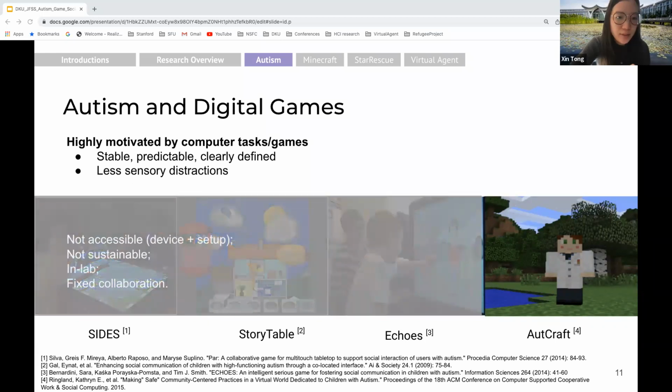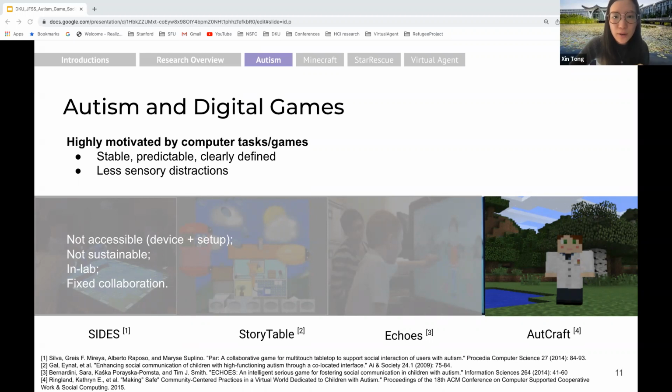Most of these games, as you can see, are tabletop, or they use specific motion capture equipment, and maybe they are just for in-lab testing. So they are not accessible to use at home. They require devices and a complicated setup. Also, the gameplay content itself is quite fixed in one scenario.